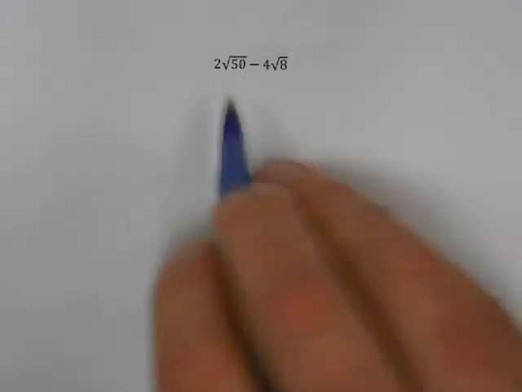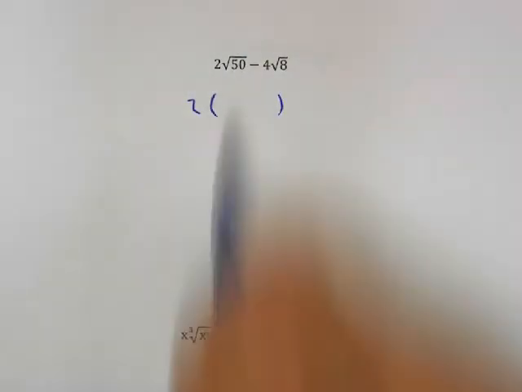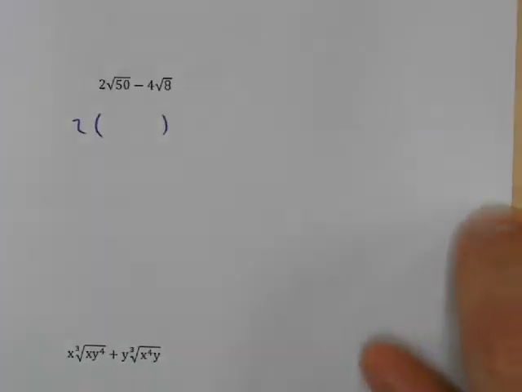Let's see. 2 times root 50, that's going to be 2 times whatever the square root of 50 is. And then, if you want to show your work, we have some space off to the side. We can do that. The square root of 50.